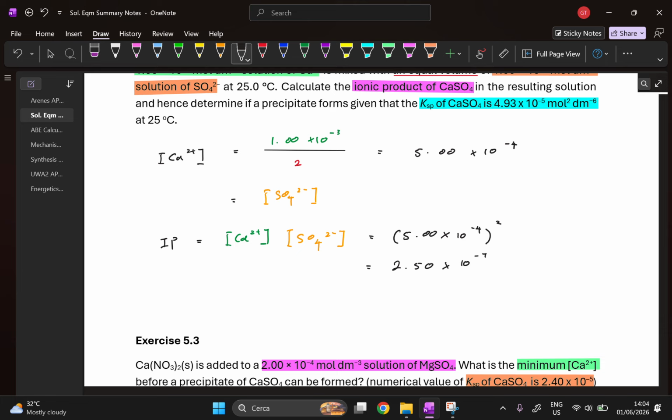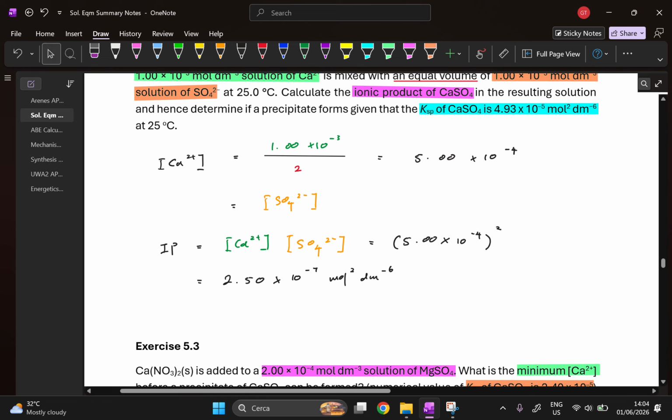Please put your units. So it's mole per dm cube times mole per dm cube, I'm going to get mole squared dm to the power minus 6. And now this is IP, right? I want to compare IP to KSP. So we'll compare with the KSP value up here, highlighted in blue. And you will see that obviously something times 10 to the power of minus 7 is obviously going to be less than something times 10 to the power minus 5.